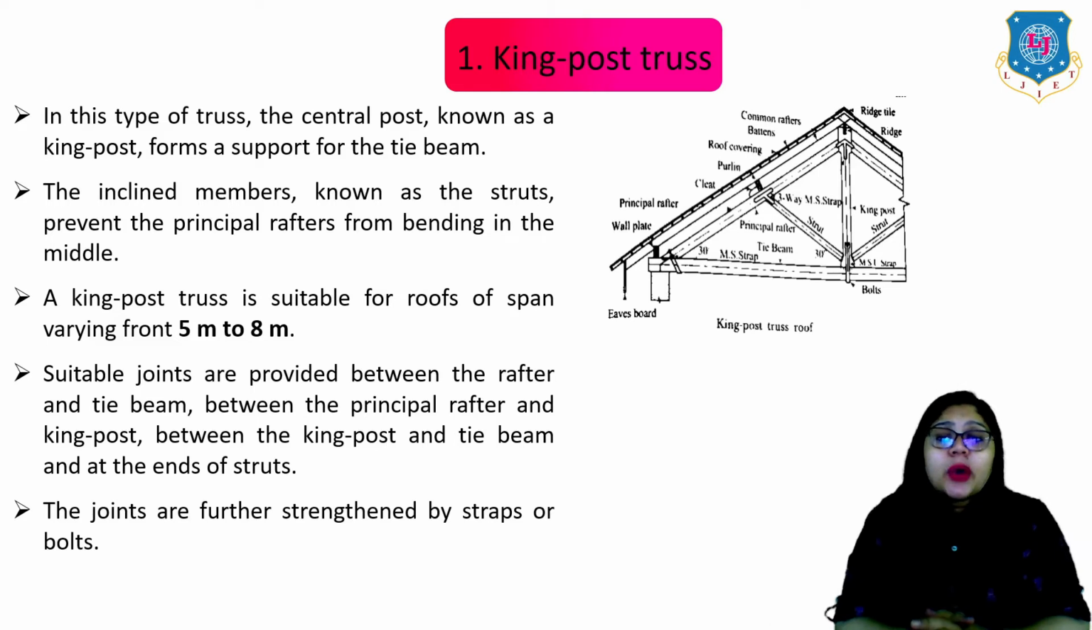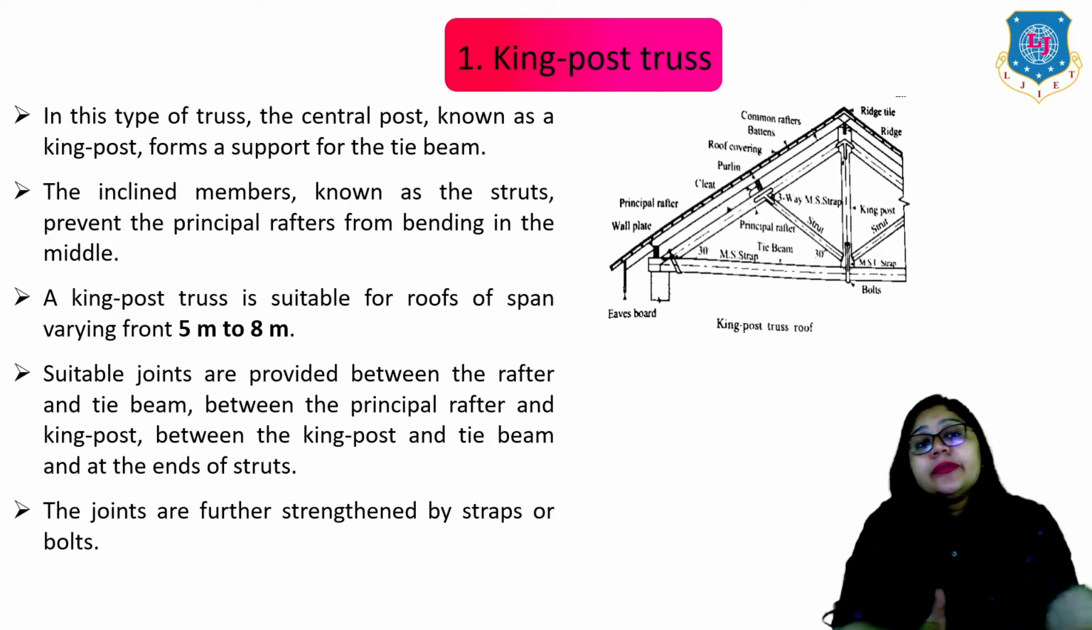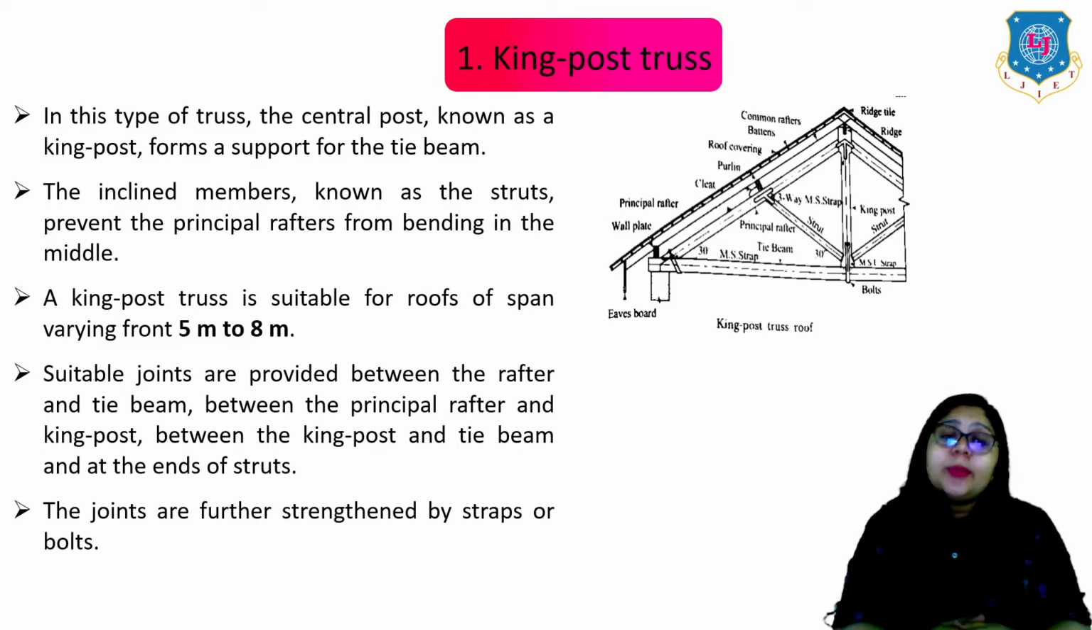Suitable joints are provided between the rafters and tie beams, between the principal rafter and the king post, between the king post and the tie beam, and at the end of the strut. The joints are further strengthened by straps or bolts. Here you can see a clear image of a king post truss.